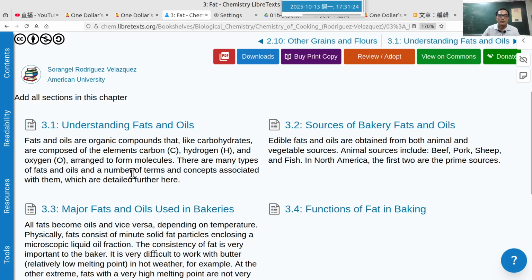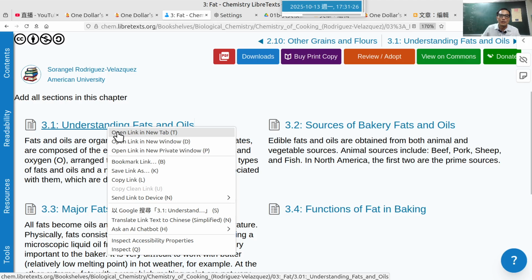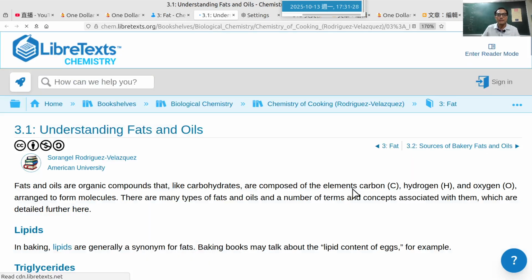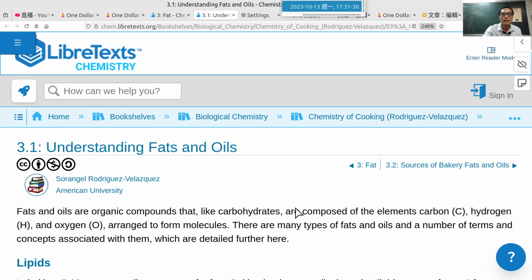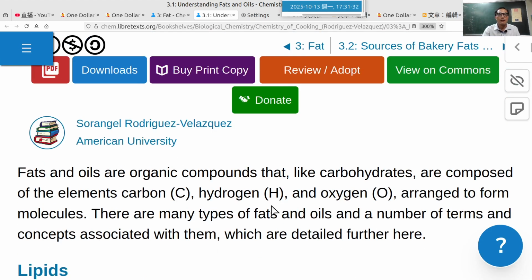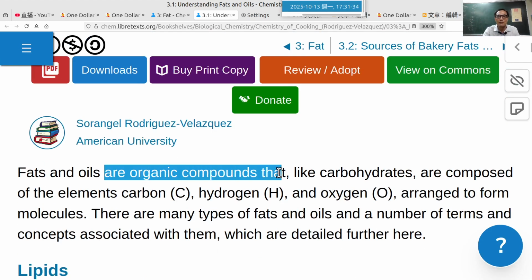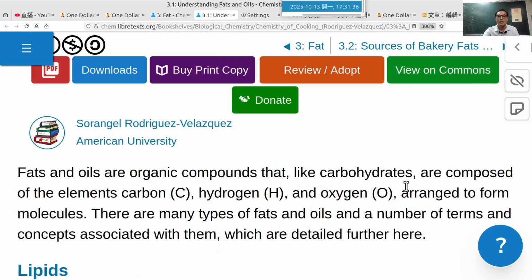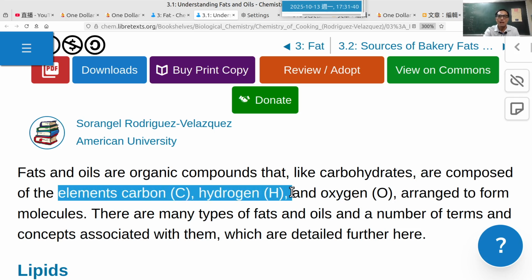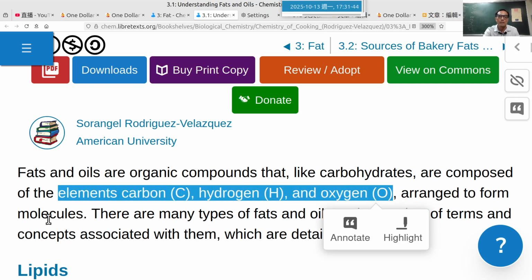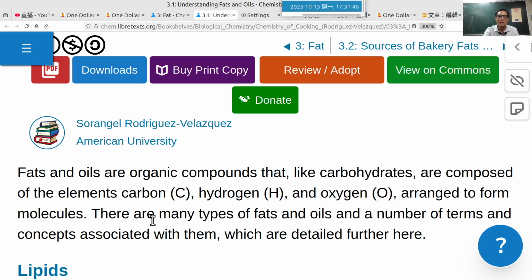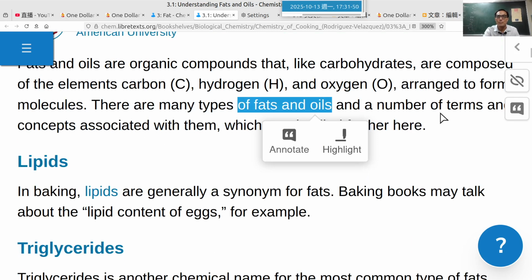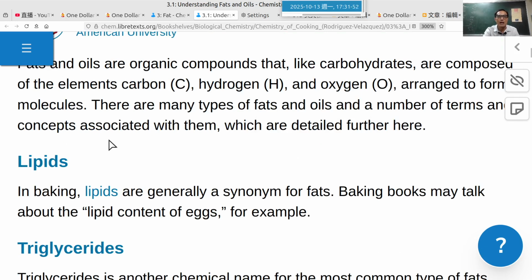Okay, first, understanding fats and oils. Fats and oils are organic compounds like carbohydrates and are composed of the elements carbon C, hydrogen H, and oxygen O, arranged to form molecules. There are many types of fats and oils, and a number of terms and concepts associated with them.